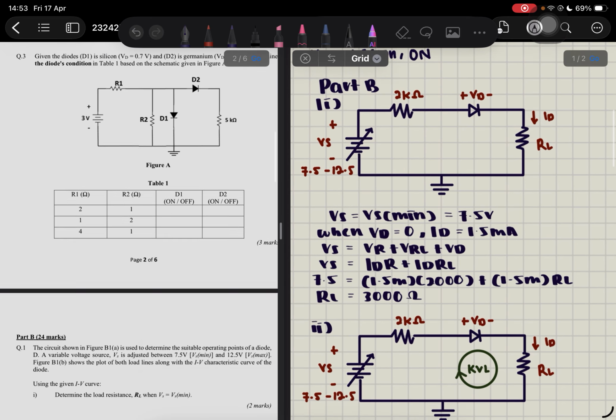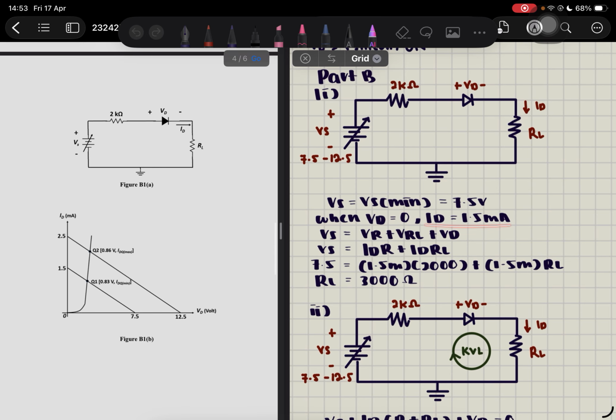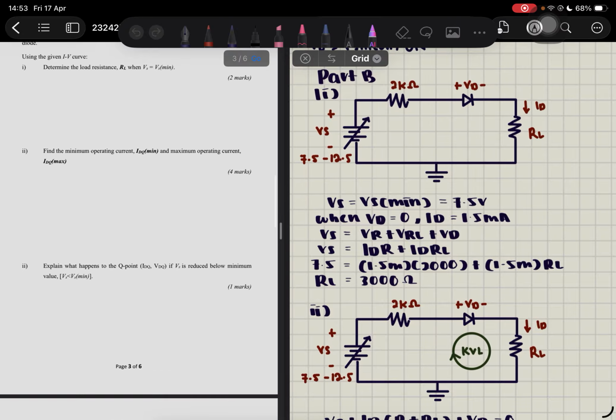So for part B, it is given the VS is adjustable, 7.5 volt for minimum and 12.5 volt for maximum. Determine the load resistance RL when VS is equal to VS minimum. So when the VS is minimum, the VD is equal to 0, and the ID we got is 1.5 milliampere. We got it from the IV characteristic here. This is the 1.5 milliampere when VS is minimum.